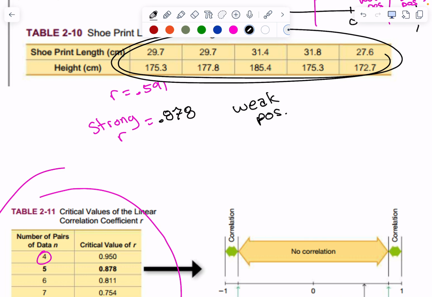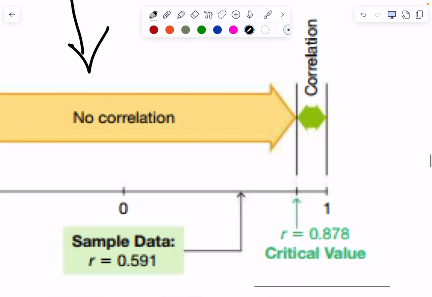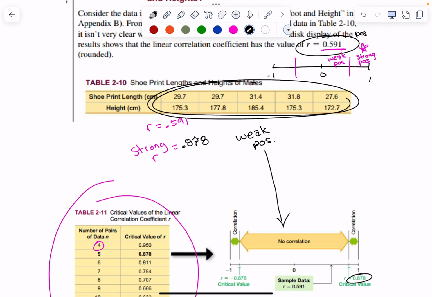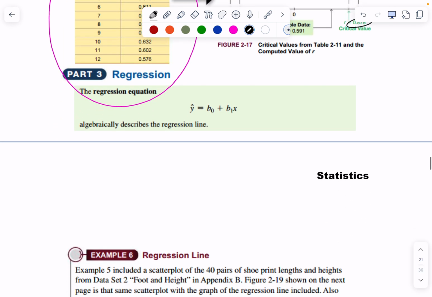They might even say no correlation. So weak positive, they might even say no correlation. Here, it has to be above 0.878 in order to say that there's a correlation between the two. So they are saying, according to these 5 data points, that there's not a correlation between shoe size and height. Make sense? Okay, all right, moving on.